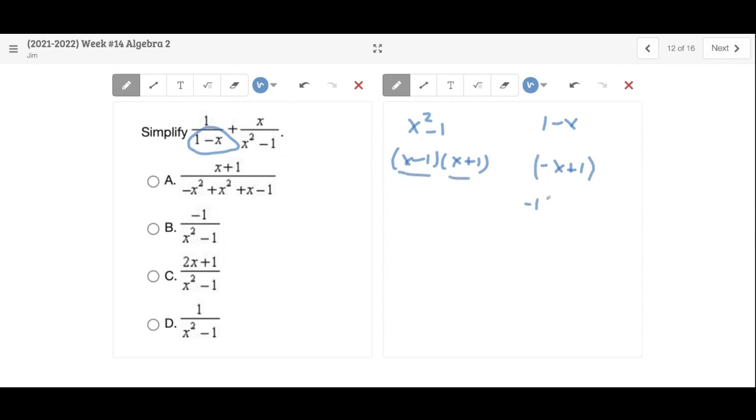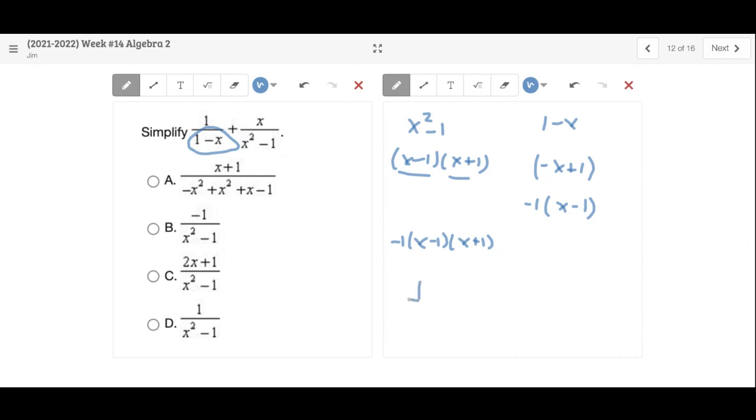So I'm going to factor out a negative 1 here. If I factor out a negative 1, I end up with x minus 1. That is a cool step, because now my common denominator is going to be negative 1, x minus 1, x plus 1. That's my common denominator. Okay, so that was a little bit tricky there, because can you see that negative 1 minus x is not the same thing as x minus 1? But if I factor out a negative 1, it is. So this is my common denominator.